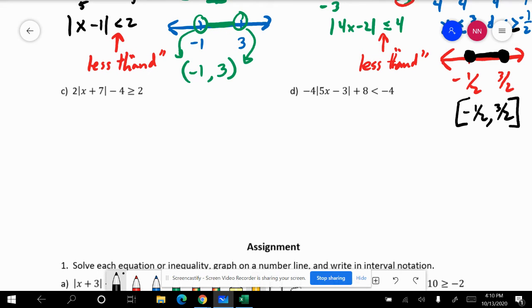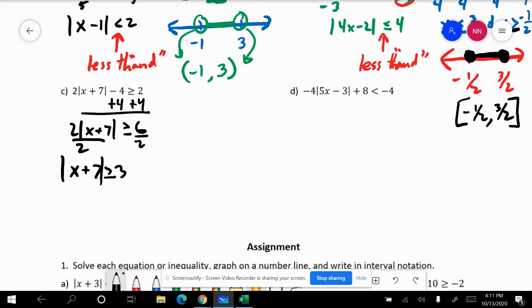Now, looking at letter C, the process is going to be the same. We're going to add the 4, and we have 2x plus 7 is greater than or equal to 6. We divide it by 2, and x plus 7 is greater than or equal to 3.